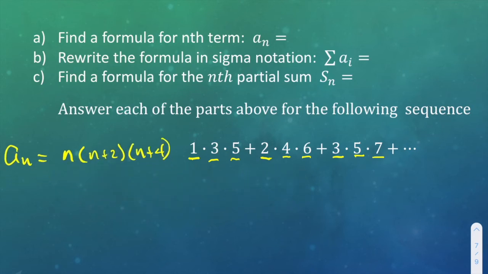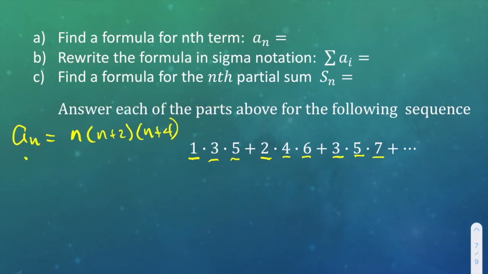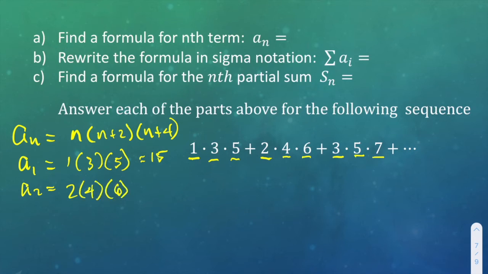So we're saying now that a sub 1 is going to be 1 times 3 times 5, and that's going to be 15. And a sub 2 is going to be 2 times 4 times 6. That's going to be 48. And let's just do one more. A sub 3 is going to be 3 times 5 times 7. 5 times 7 is 35, times 3 is 105. Isn't my sigma then going to look like this?